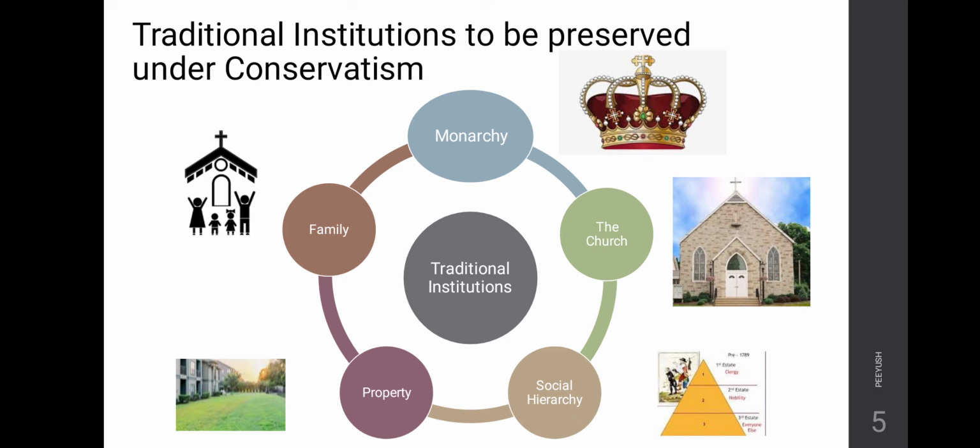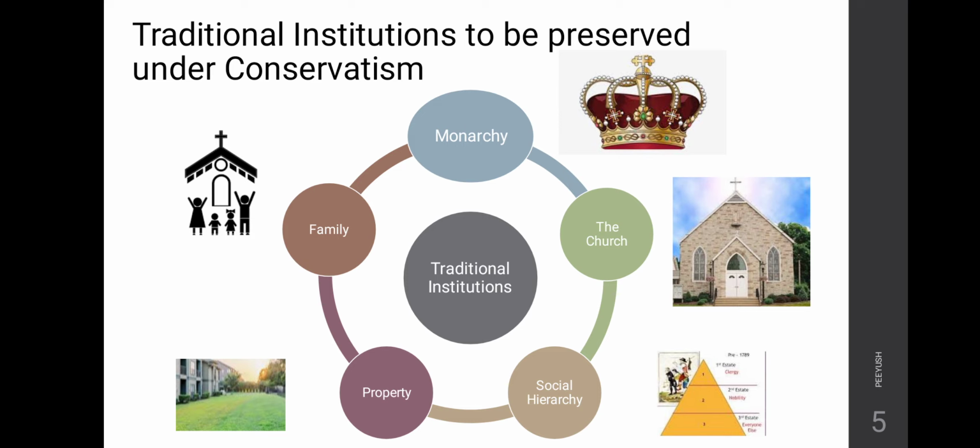Now, let's understand the traditional institutions to be preserved under conservatism. As we have already discussed, conservatism believes in old traditions and wants to preserve the traditional institutions. So now the question is, which are the traditional institutions? The first one is monarchy, or kingship. An idea spread that wanted monarchy or kingship established everywhere.